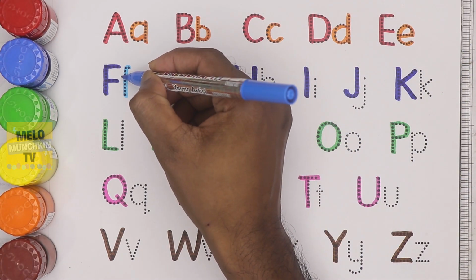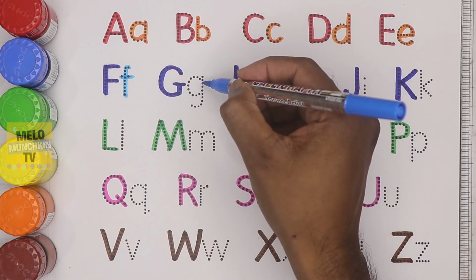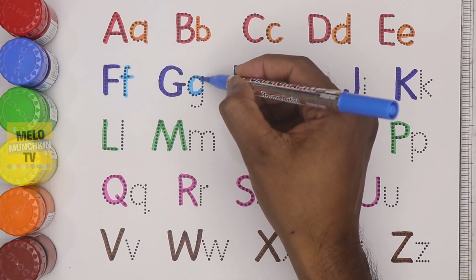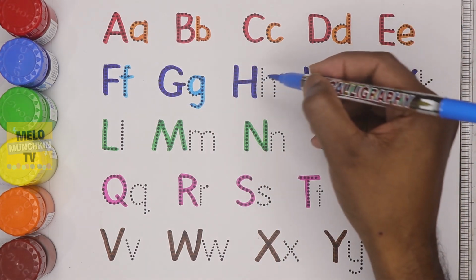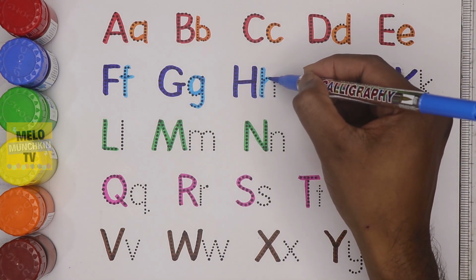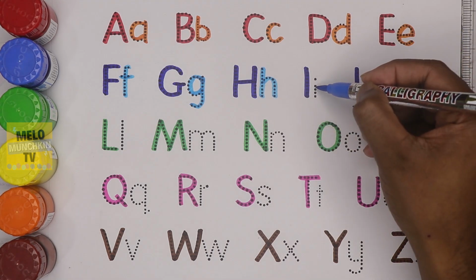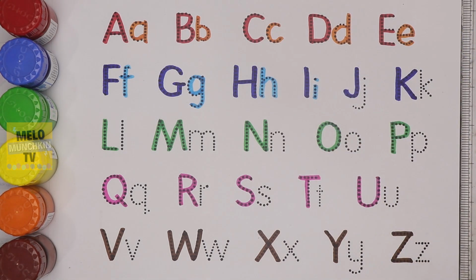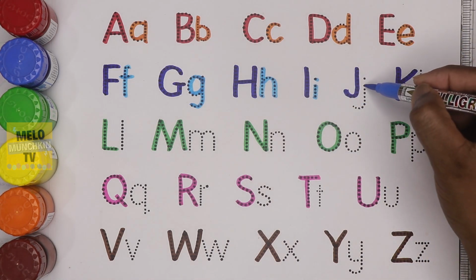F for fish. G. G for gate. H. H for house. I. I for ice cream. J.